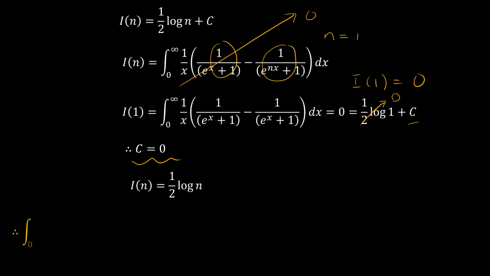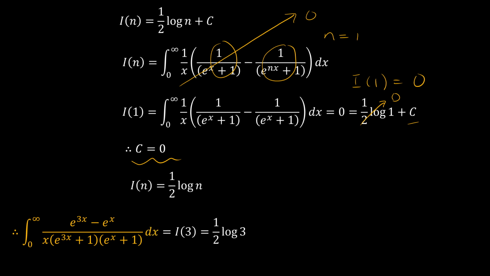But the problem that we're given, the integral from x equals 0 to x tending to infinity of (e^(3x) minus e^x) over e^x times (e^(3x) plus 1) times (e^x plus 1), is I(3), because the n we see there is 3. So therefore the answer that was being looked for is half natural logarithm of 3.